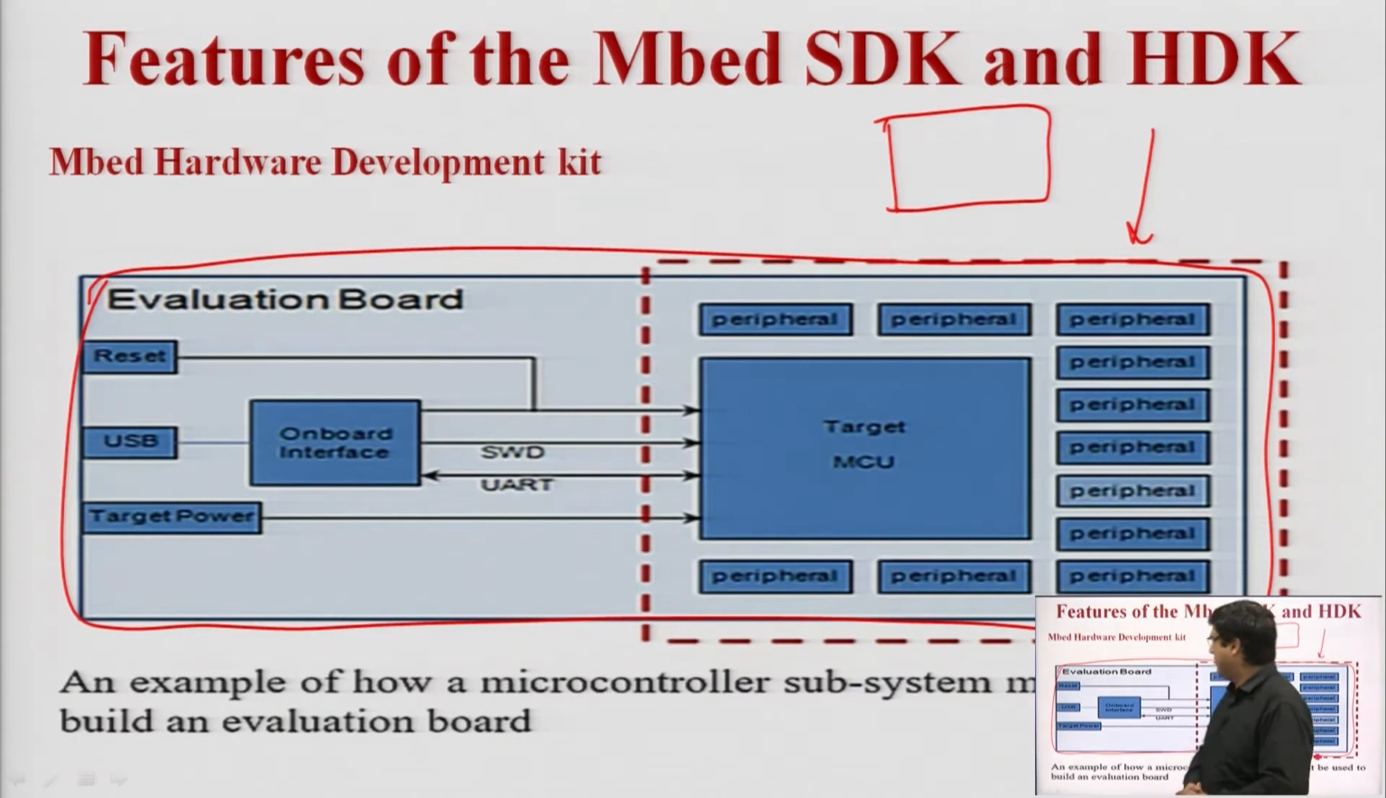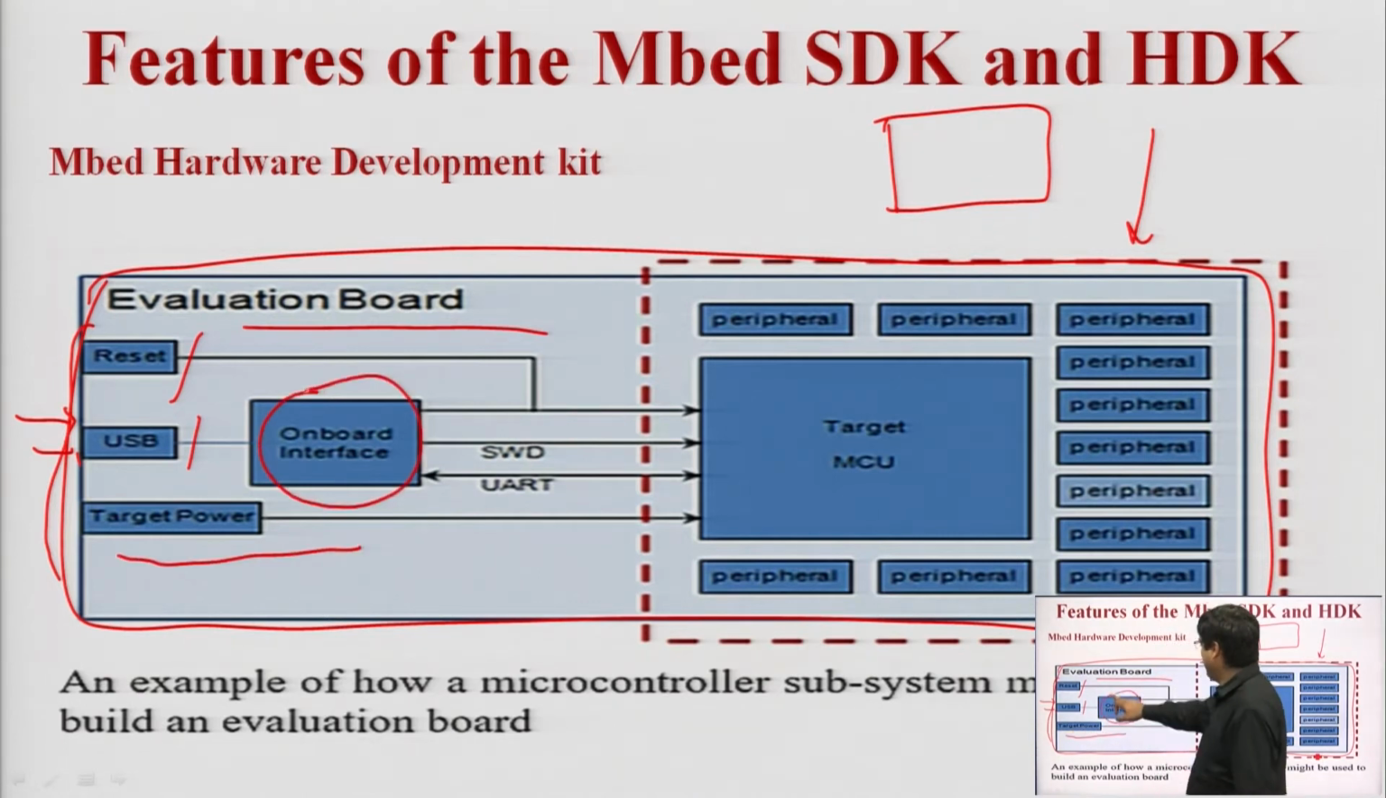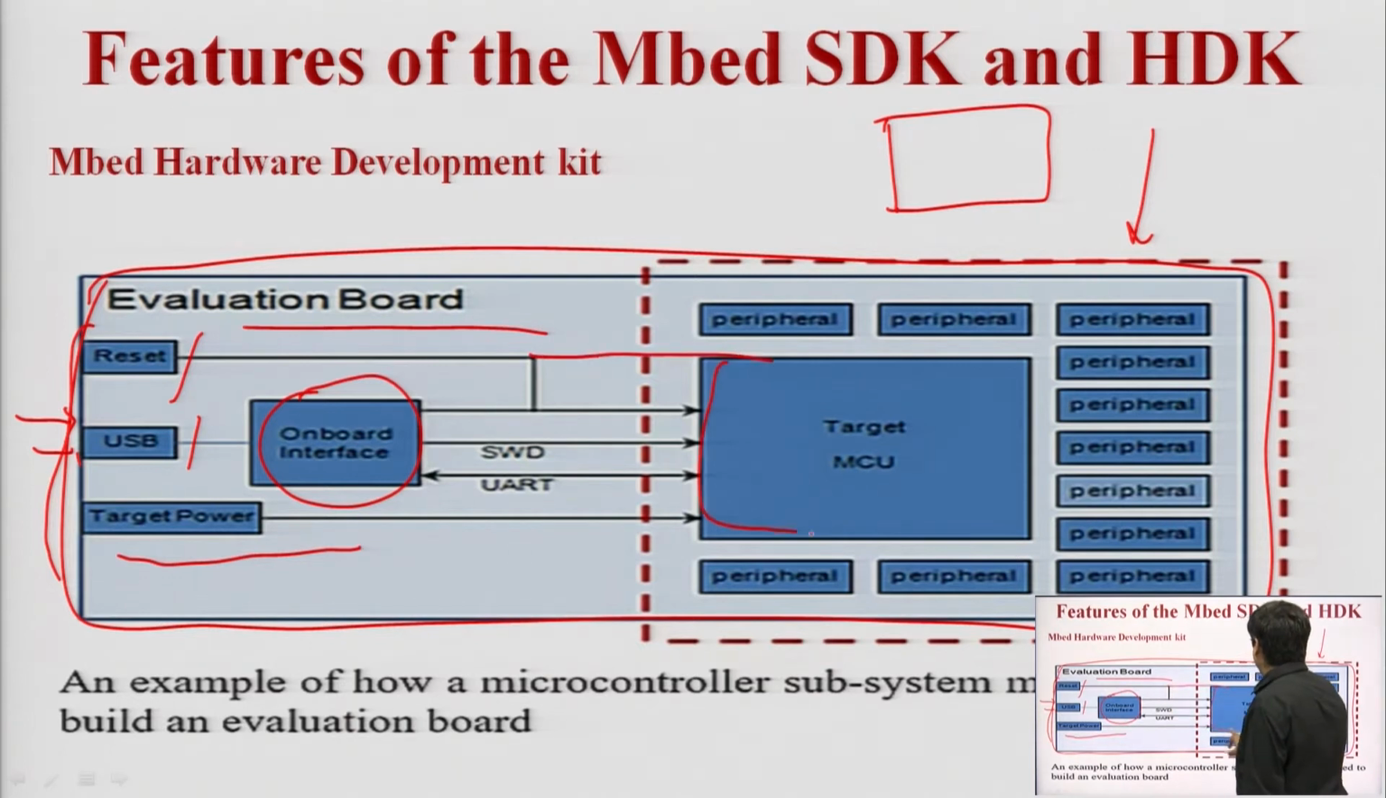In the same way, if you have checked the embed hardware development kit, there are a lot of functions available. It has its evaluation board. Under the evaluation board, it has a reset button and a USB port, so that it can communicate with the outside world. It has a target power board and an onboard interface unit. So, all are communicating through the target microcontroller.